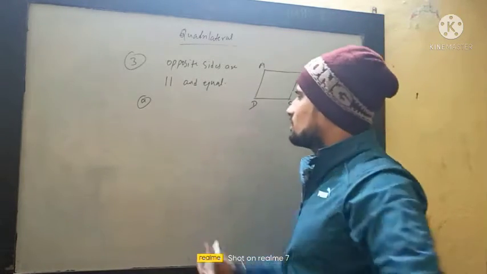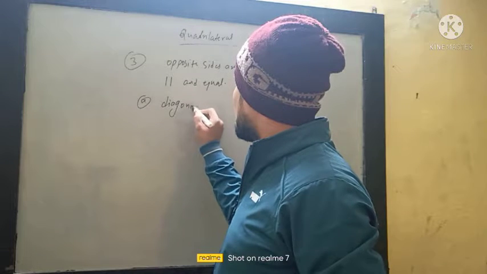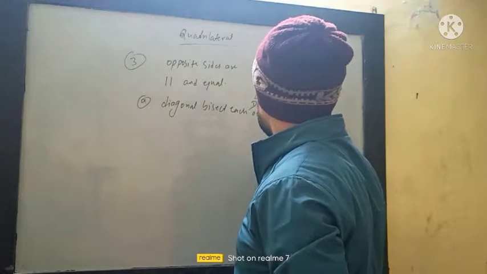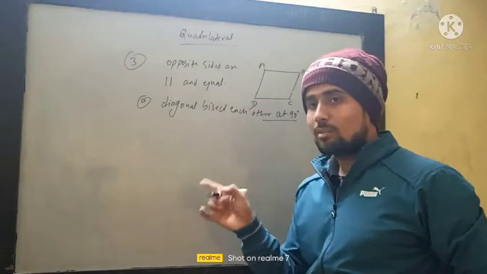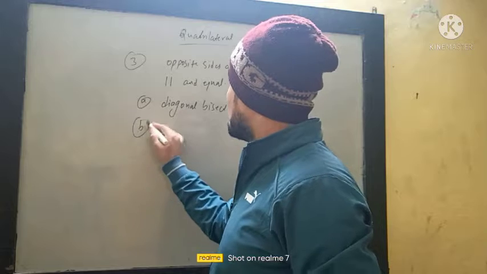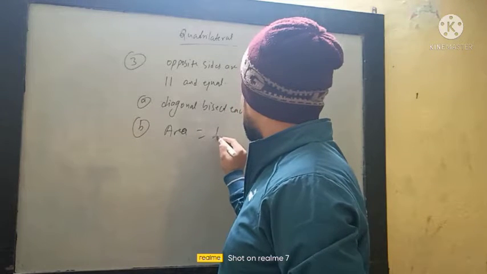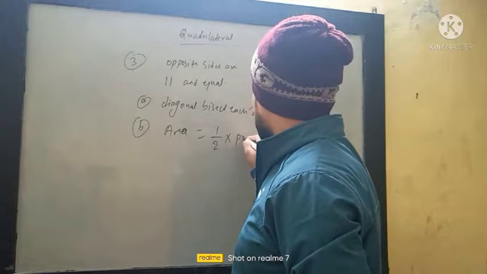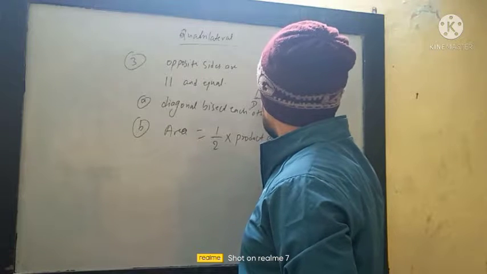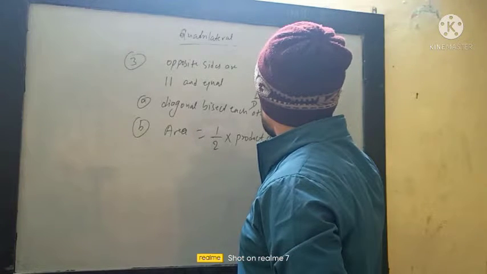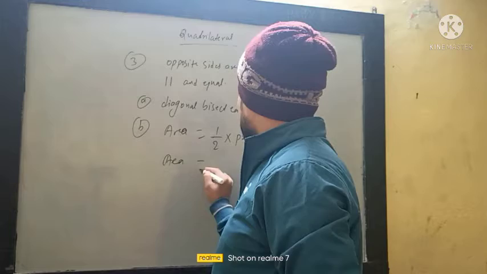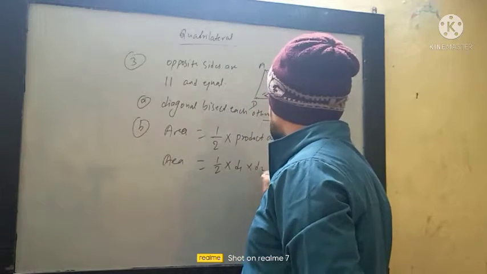Opposite sides are parallel and equal, and another property is that the diagonals bisect each other at 90 degrees. This is important in this case. If we write the area, the area is half the product of the diagonals. If the diagonals are d1 and d2, the formula is half into d1 multiplied by d2.